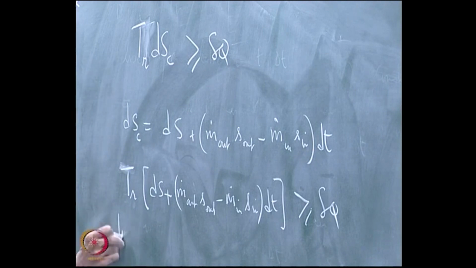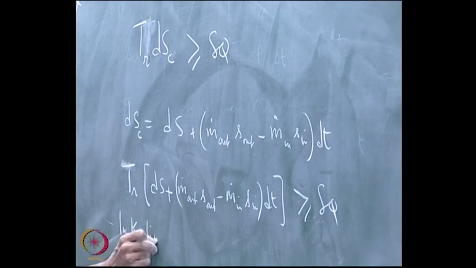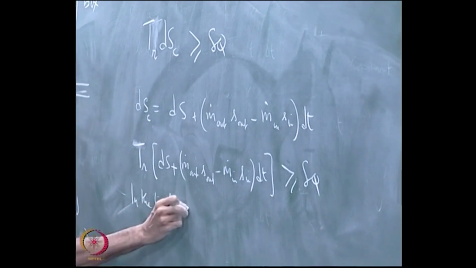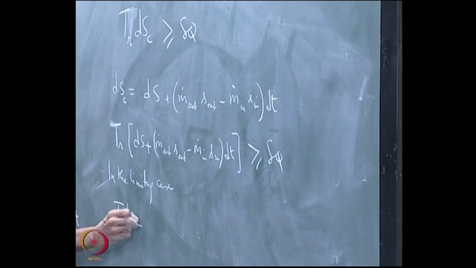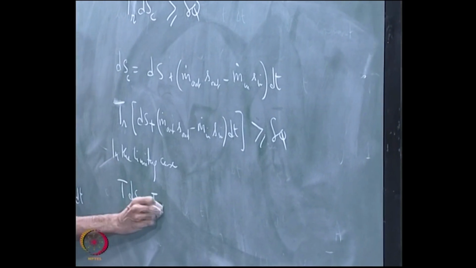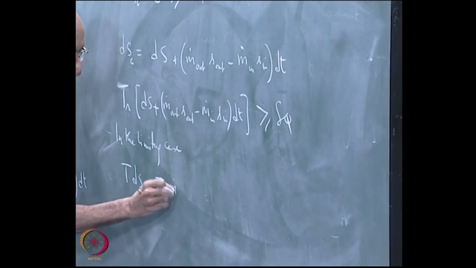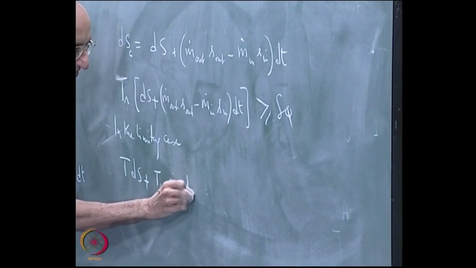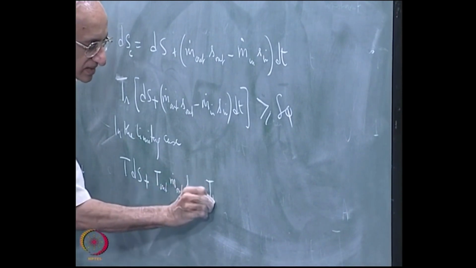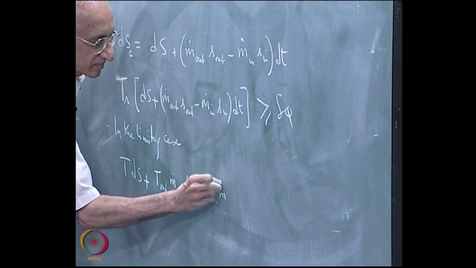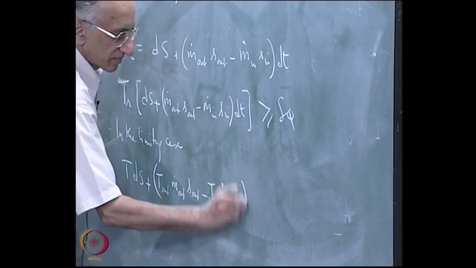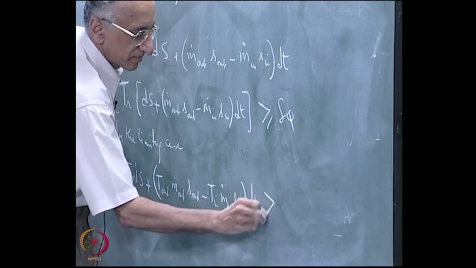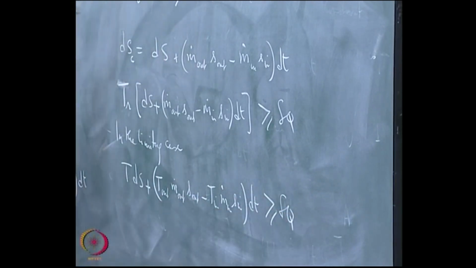So in the limiting case, which is what you are looking at, you will get T ds plus T out m dot out S out minus T in, for an open system.